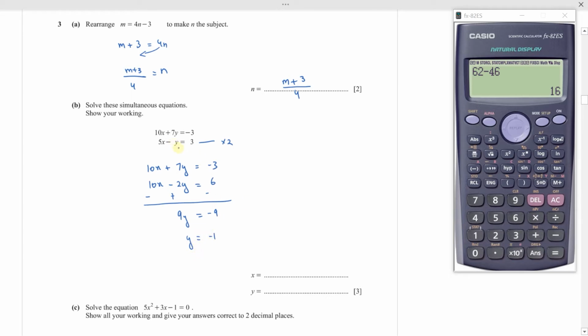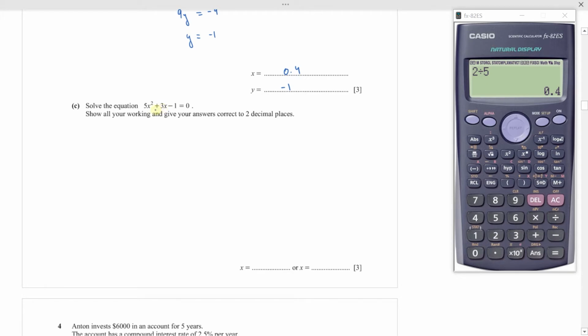And then I can substitute minus 1 in this equation here. Sorry, y equals minus 1 here. So I will get 5x minus minus 1 equals 3. 5x plus 1 equals 3. 5x equals 3 minus 1, which is 2. x is 2 divided by 5, 0.4. So x is 0.4, y is minus 1.